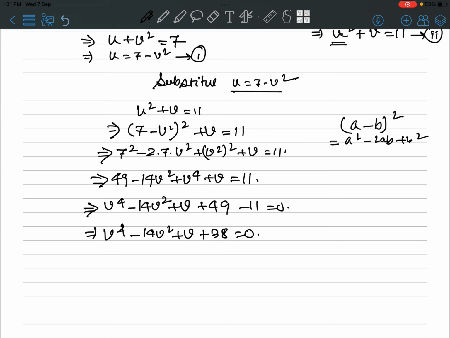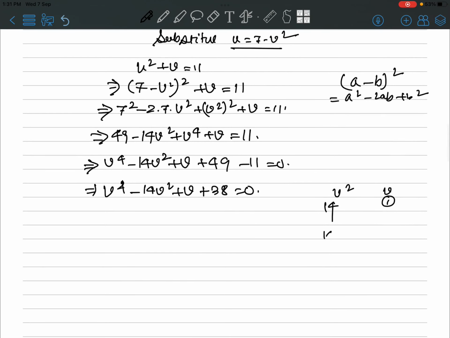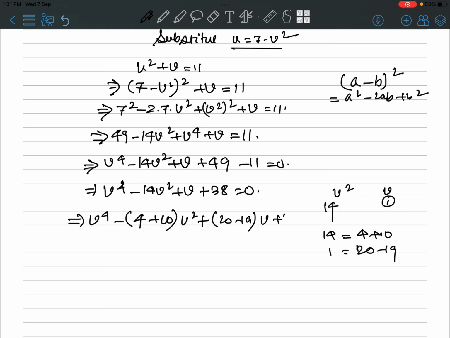Now we are going to put our attention to the coefficient of v square and the coefficient of v. That means for the variable v square we have 14, and for the variable v we have 1. Now we can write 14 as 4 plus 10 and 1 as 20 minus 19. Now we are going to replace 14 with 4 plus 10 into v square, and 1 with 20 minus 19 into v, plus 38 equals 0.